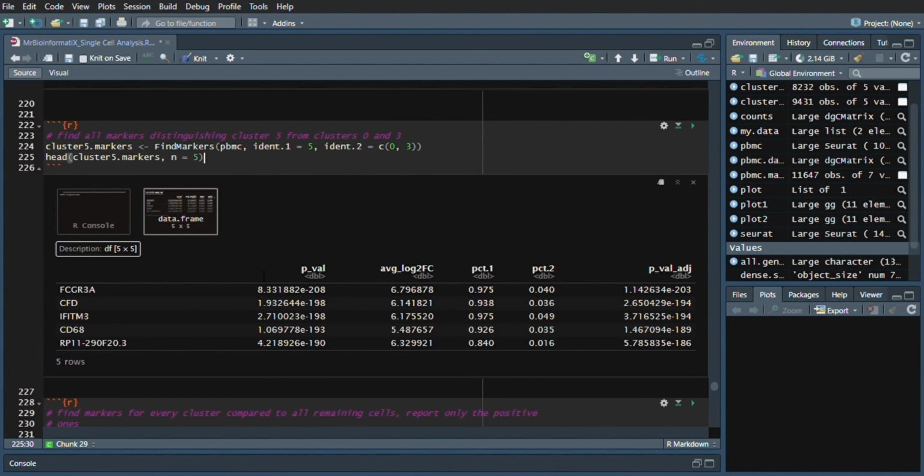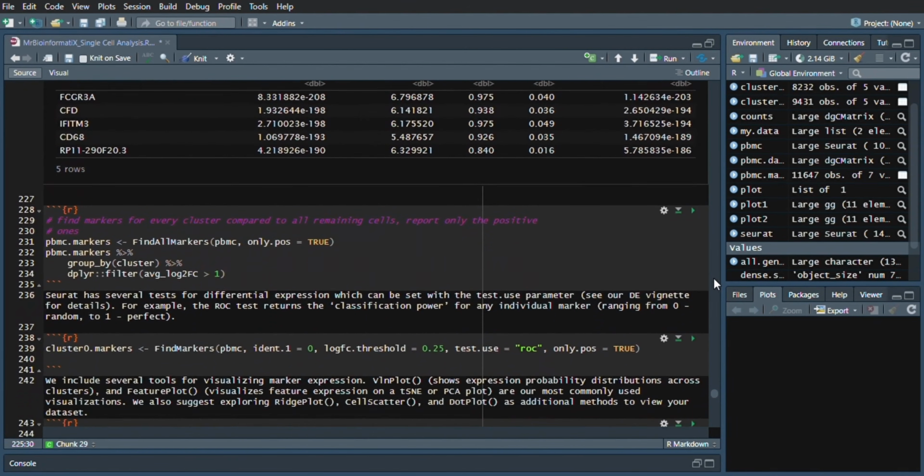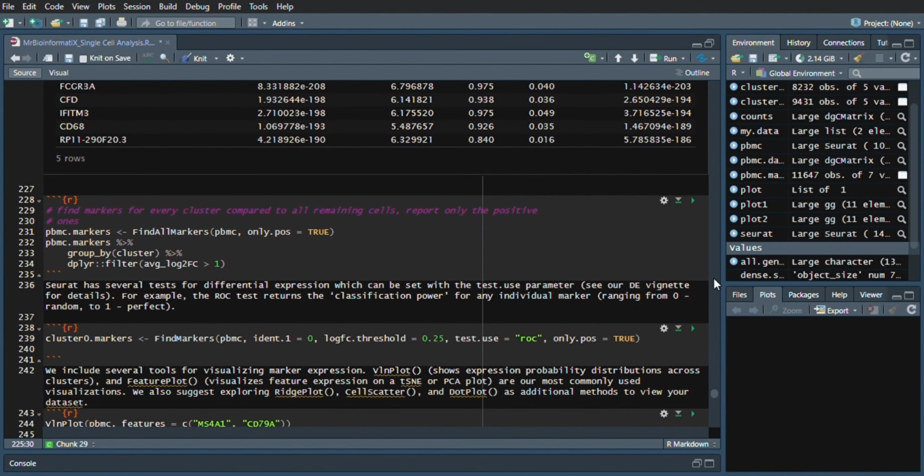And here we have it, 5 genes, p-value, average log2 fold change, pct.1, pct.2, and adjusted p-value. What if we want to find the markers for every cluster compared to all remaining cells? Report only the positive ones. In this case, PBMC.markers, FindAllMarkers, we put PBMC, only.pos equal TRUE, PBMC.markers, and then group_by cluster, and then dplyr, filter, average log2 fold change more than 1. Let's run our code.